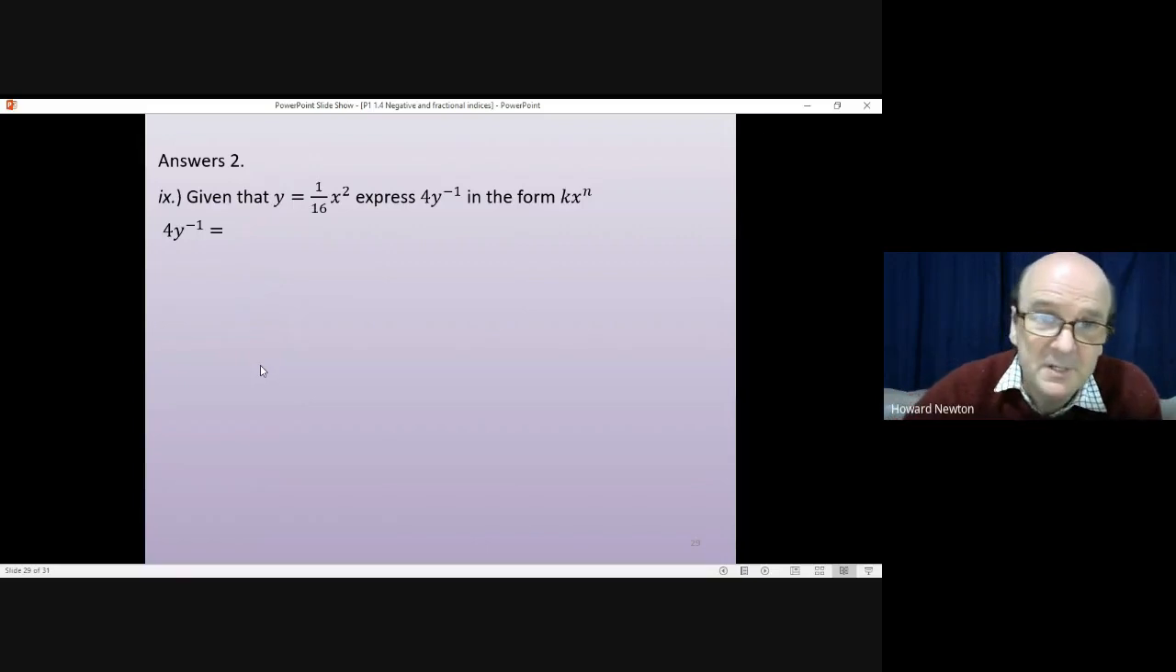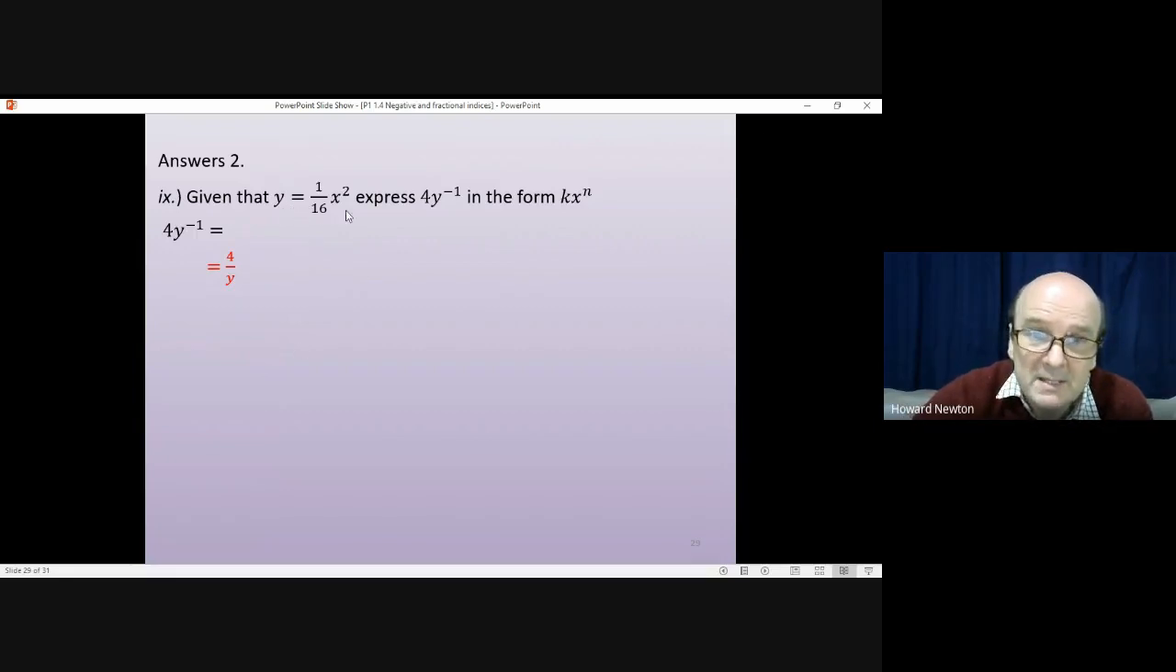Question 9 is a little bit different. It says, given that y equals 1 over 16x squared, express 4y to the power of minus 1 in the form kx to the n. So 4y to the power of minus 1. That's what they've asked us to look at. First thing I would do is say, well, the minus 1 means I've actually got 4 divided by y. I know what y is. y is that. So I can substitute that in for y. So I've got 4 divided by this expression here, 1 over 16x squared.